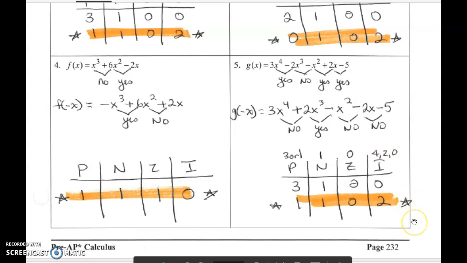And again, feel free to pause the video and see if you can get it on your own. Notice number 4, there is only one possibility. It had to cross a positive, a negative, and a 0, meaning there's no room for an imaginary root. And number 5, there were 2 possibilities, and the one that works is the 1 positive, 1 negative, and 2 imaginary. And you should be ready for the homework. Just feel free to pause the video or rewatch it, and hopefully you understand. If not, please email me or come to class with questions.